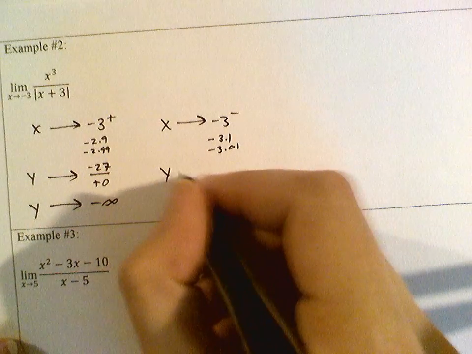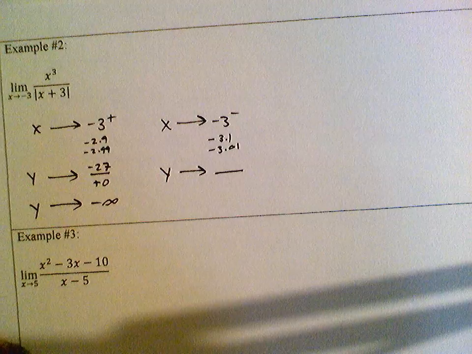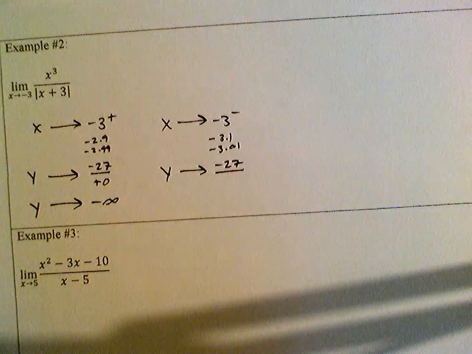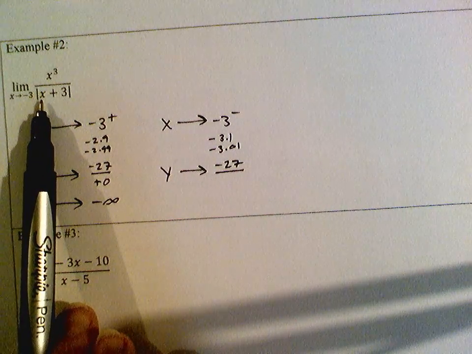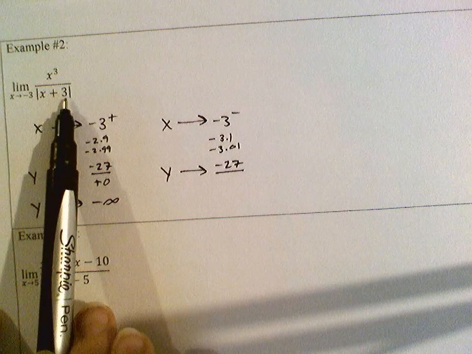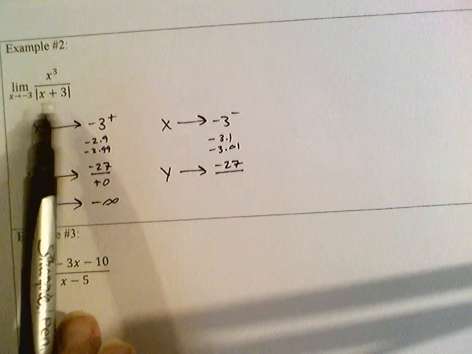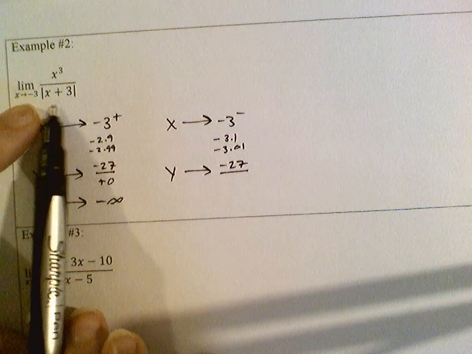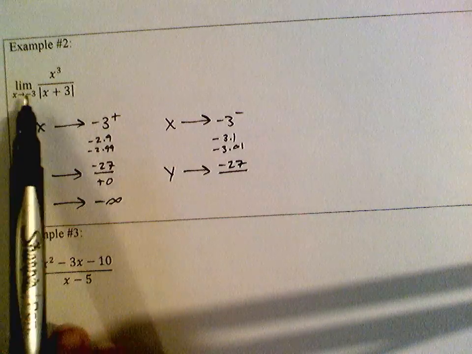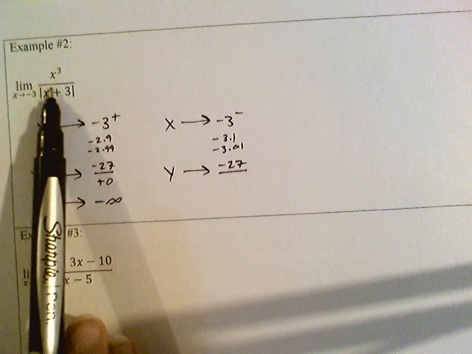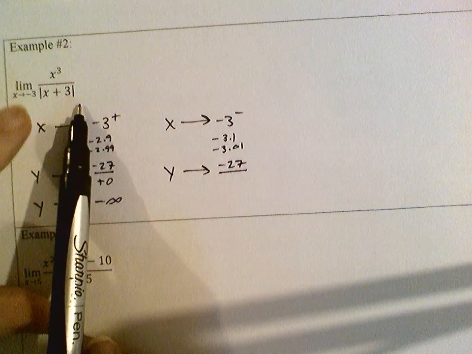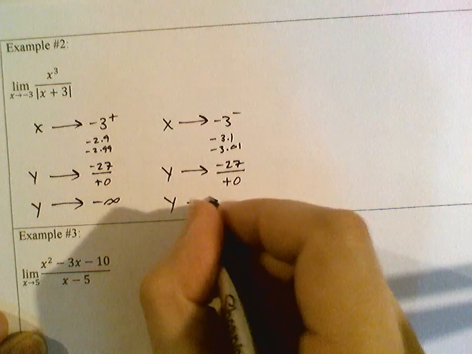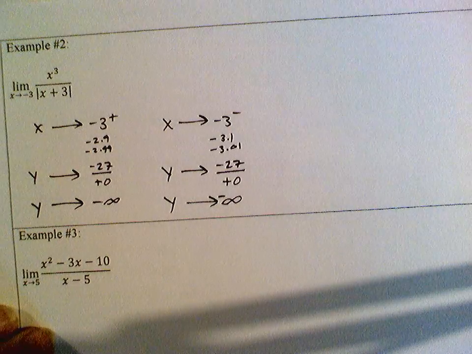Okay, over here, my y's are approaching, again, about -27 in the numerator, and in the denominator this time, if I plug in -3.01 plus 3, I'm going to have -0.01, but I'm taking its absolute value. And as I get closer and closer to -3 from the left, I'm just going to get a smaller and smaller negative number, but I'm taking the absolute value of that. So again, we've got +0. So y is approaching negative infinity again.